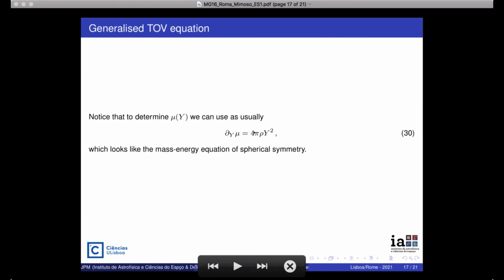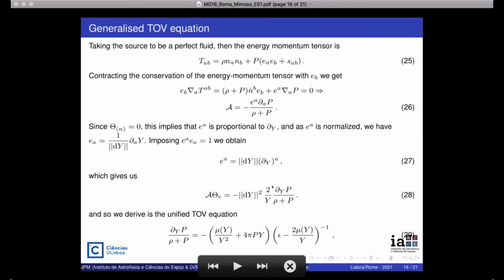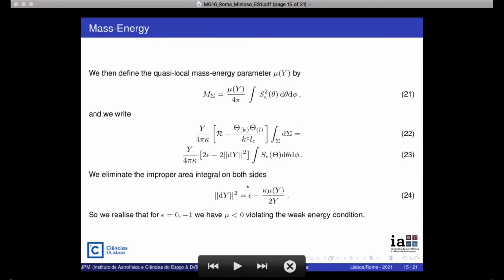We can also introduce an energy density now in a similar way as we do for the spherical models. But there is something which I should have referred before, and which is quite important. When we get this equation, which is here, 24, we realize that for the open models, we require a negative mass parameter mu.